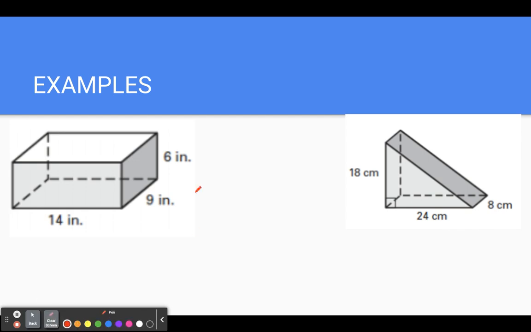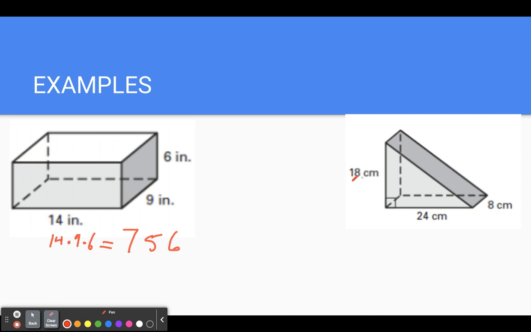Also a fun fact, volume can sometimes be a lot easier to calculate than surface area, right? So for this rectangular prism, you literally just multiply these three numbers. So we do 14 times 9 times 6, and that gives us a volume of, let me find my calculator, 14 times 9 times 6 gives us 756, okay?